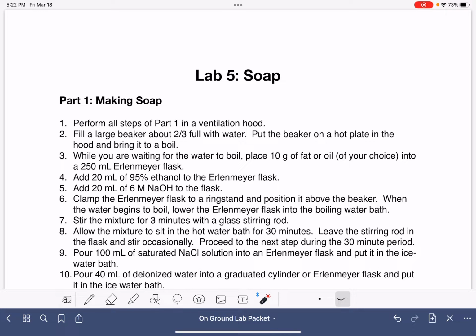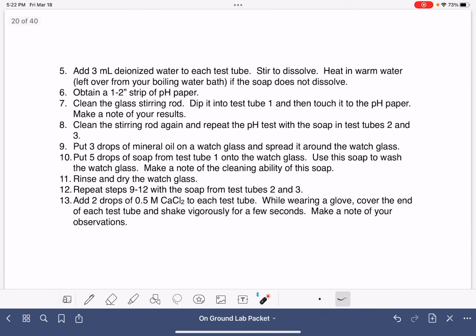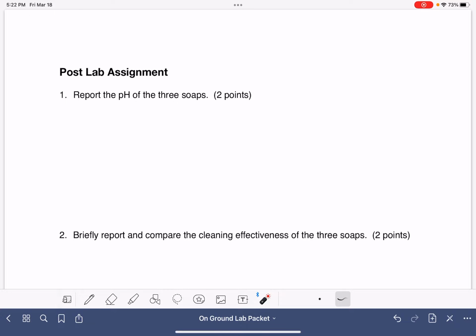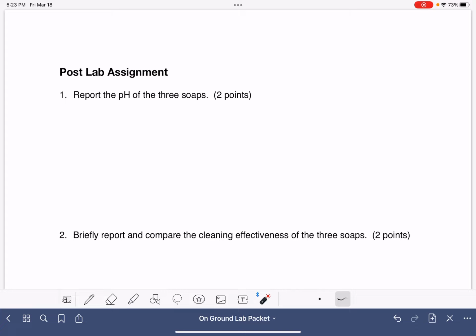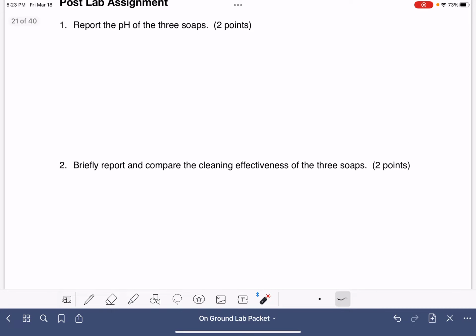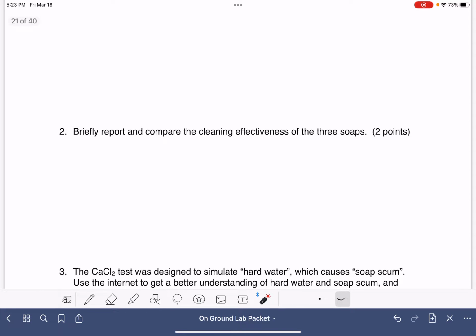I'm going to give you some tips for Post-Lab 5 soap. This Post-Lab is pretty straightforward. You're going to report the pH of the 3 different soaps that you tested: your soap, somebody else's soap, and then soap that we have purchased, provided for you to test. You'll also be comparing the cleaning effectiveness of the 3 soaps.